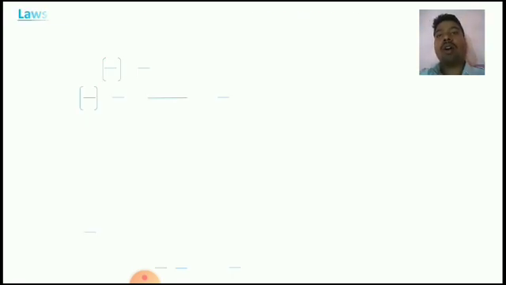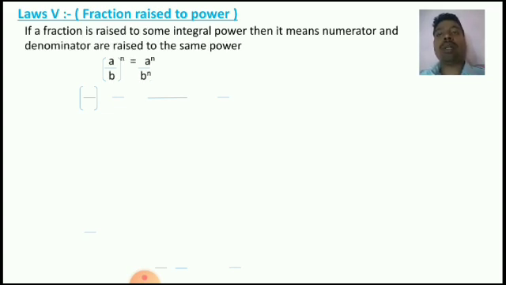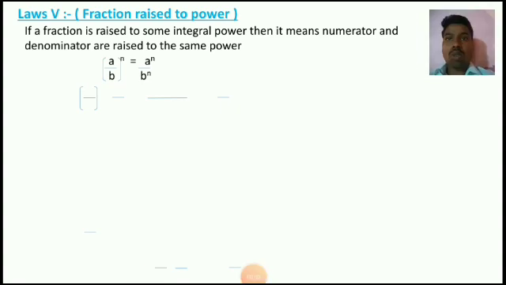The next law is the law of fifth, fraction raised to a power. If a fraction is raised to some integral power, then it means the numerator and denominator are raised to the same power. So (a divided by b) raised to n means a raised to n divided by b raised to n. In this case the numerator a has exponent n and the denominator b also has exponent n. We understand this law with the help of an example.